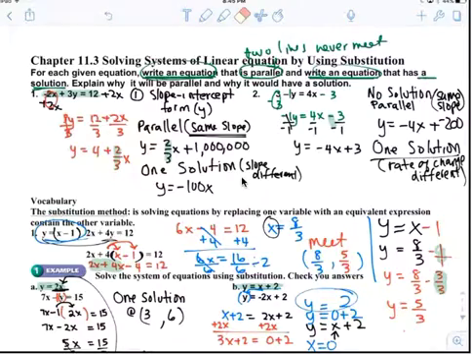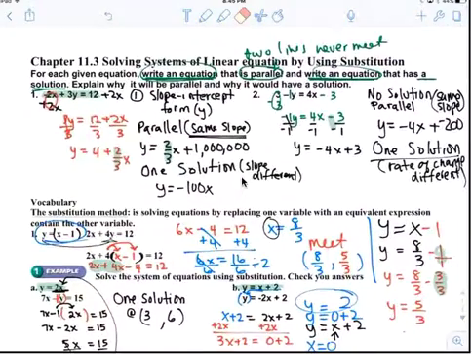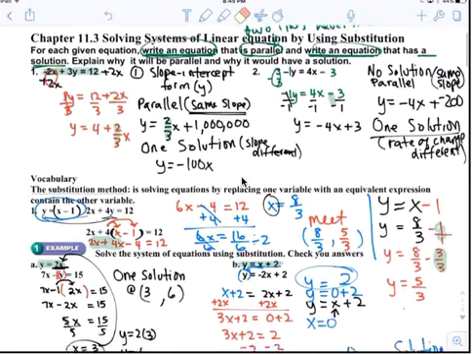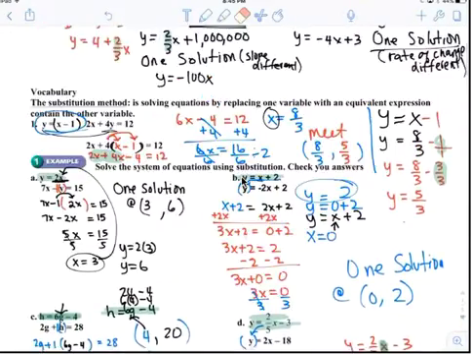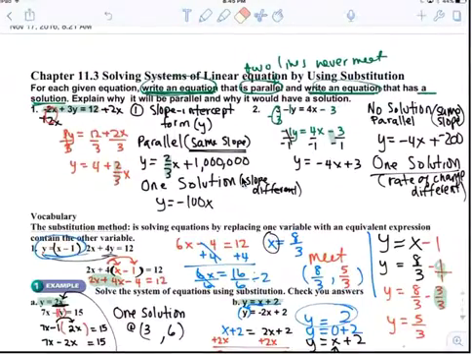Your homework. We start all this in class, hopefully. You understand the difference between parallel. You need to understand that. One solution, no solution when it's parallel, and one solution, how to write those equations. It will be on your next quiz, and if it's not on your next quiz, it'll be on your test.